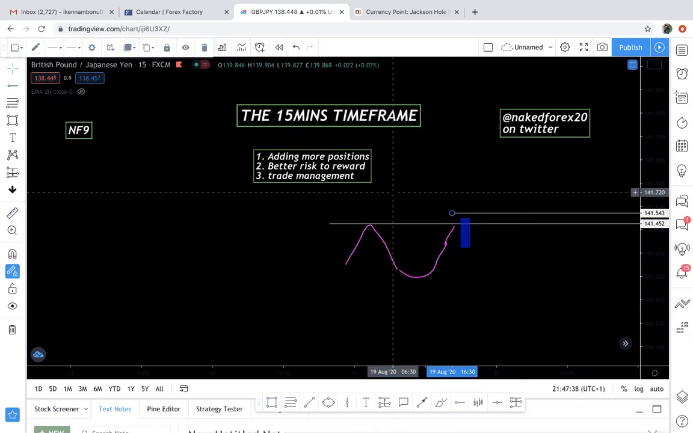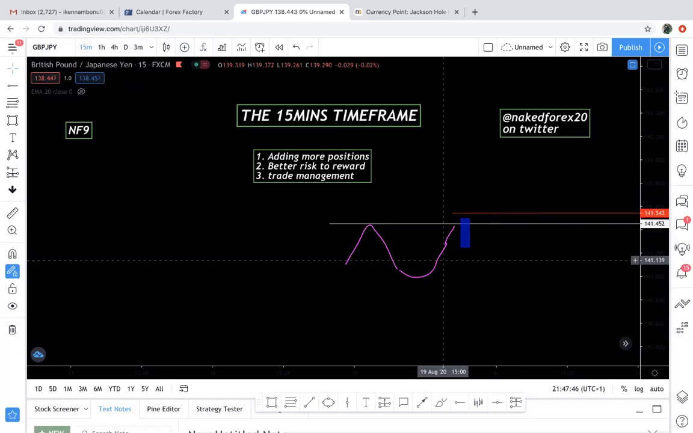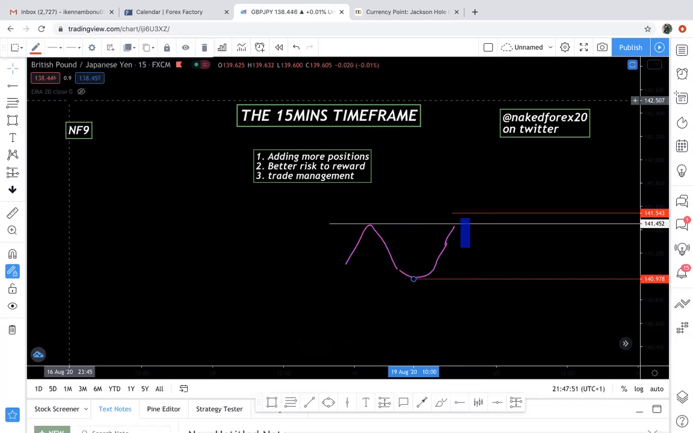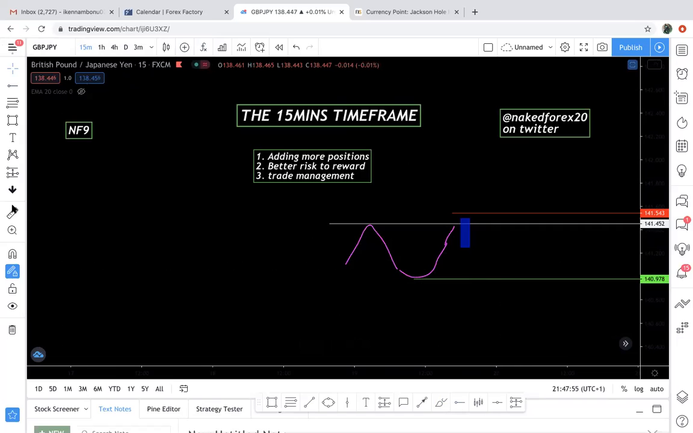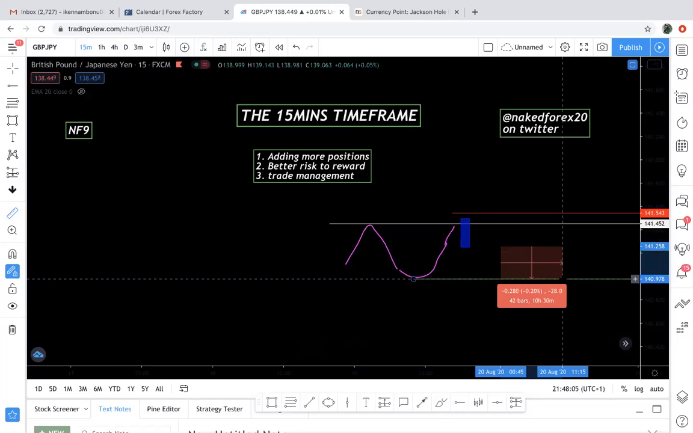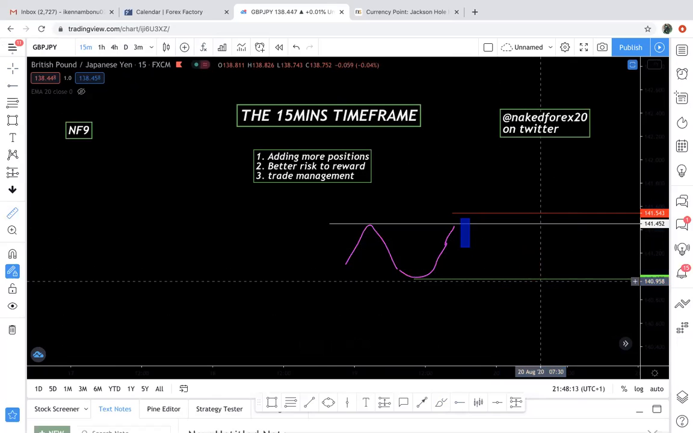Let me make it red so you guys can see. So stop loss is the red right there. Let's say we're targeting the low for TP, green, right there, TP. Now you can see that we are risking, let's say, 30 pips here. We're risking 30 pips to get a TP of how many pips? Let's just say 30 pips for an example. So that's more like 1-to-1 risk to reward ratio.